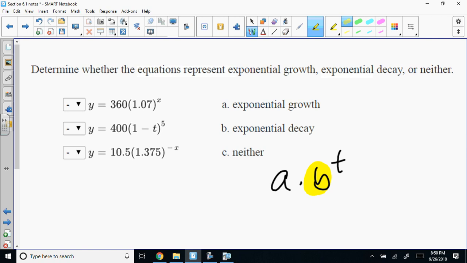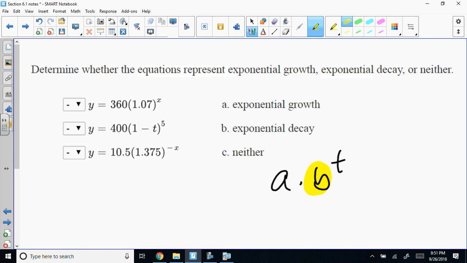So you've got to make sure that you understand. This top one would be a growth. This bottom one would be a decay. See the negative exponent? Or they'll put it as a fraction, and that fraction is a base between 0 and 1, greater than 0 but not equaling 1, right? Why is the middle one not either one of those?